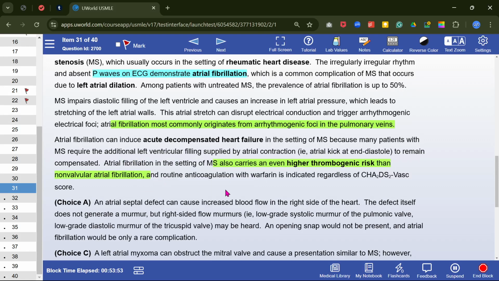than non-valvular atrial fibrillation. Routine anticoagulation with warfarin is indicated regardless of CHA2DS2-VASc score. So mitral stenosis carries a higher thrombogenic risk than non-valvular atrial fibrillation. So in valvular atrial fibrillation, warfarin should be given even if the CHA2DS2-VASc score is low.